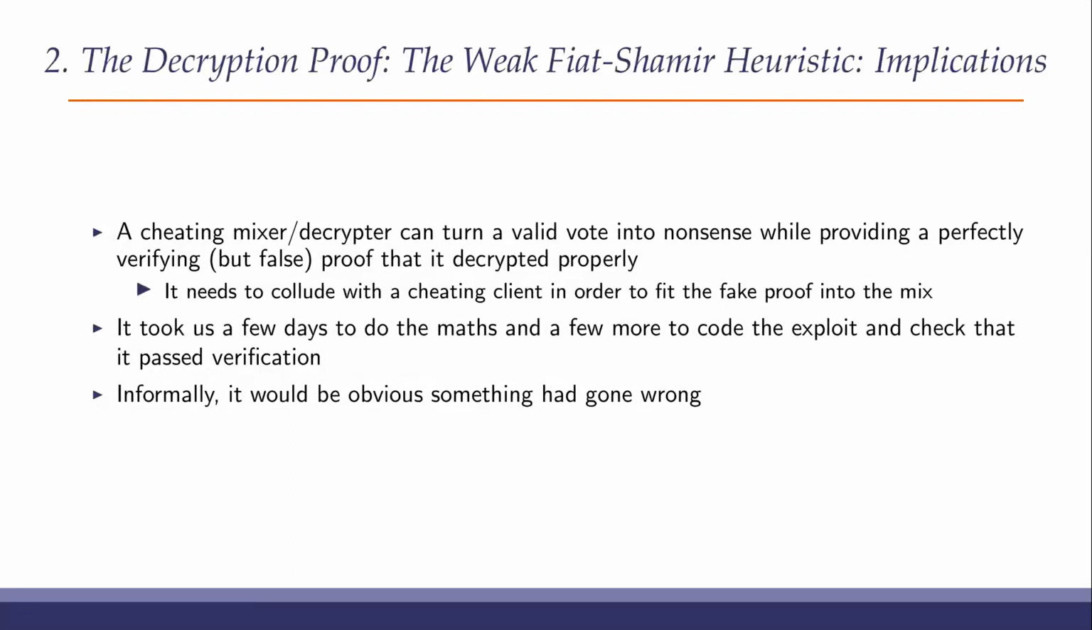So the implication of this is a cheating mixing and decryption component, in other words just one of those boxes I showed on the first slide, can turn a valid vote into total nonsense while providing a perfectly verifying but completely false proof that it decrypted properly. In order to fit the fake proof into the mixing sequence, it needs to collude with a cheating client. It took us a few days to do the maths and a few more days to code the exploit and to check that it passed verification.